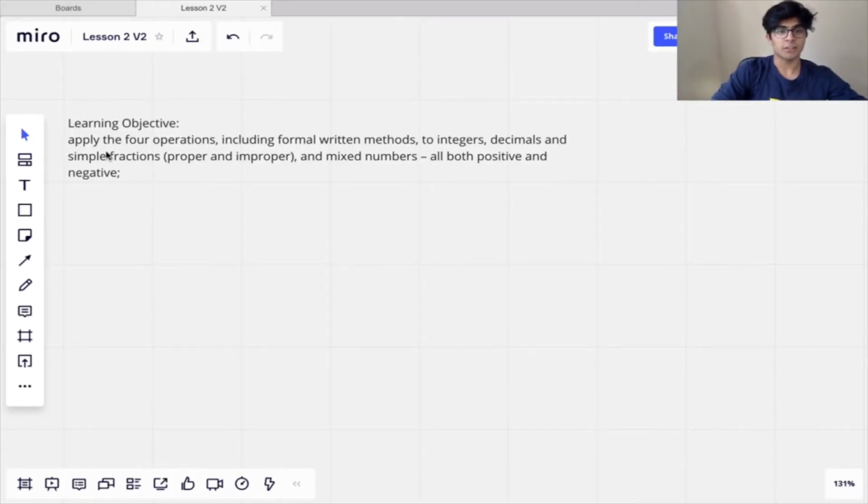Today's learning objective is to apply the four operations, including formal written methods, to integers, decimals, and simple fractions, proper and improper, mixed numbers, all both positive and negative. Bit of a mouthful, but we'll get into it.